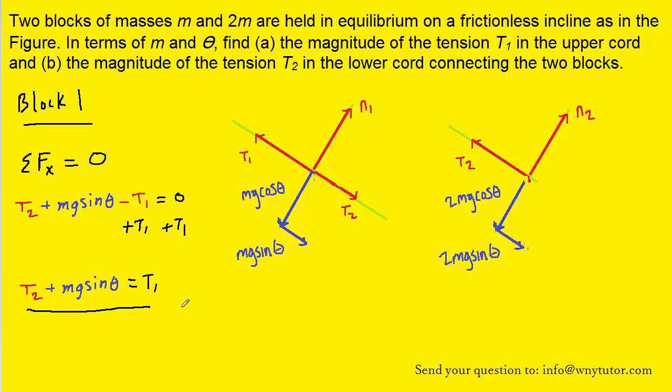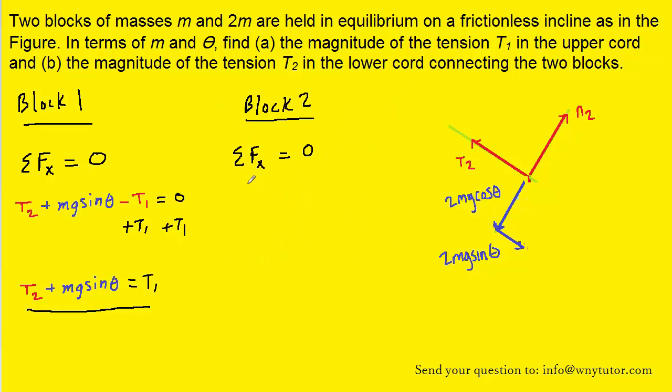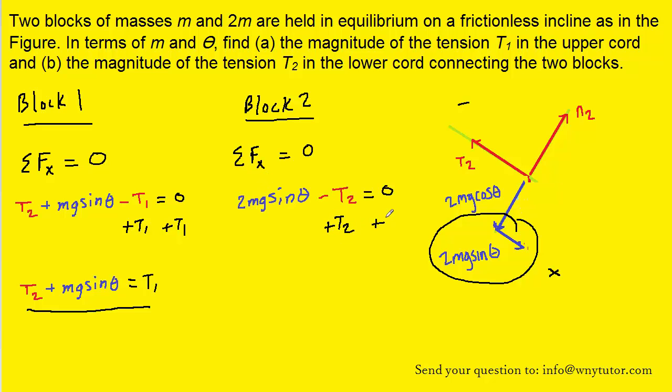Let's next turn to block 2. We're going to erase this free body diagram in the middle just to clear up some space. For block 2, as with block 1, the sum of the forces in the x direction will equal 0. There are only two forces acting in the x direction. We have 2mg sine theta. That's pointing down the ramp, so we'll call that the positive direction. And then we have the tension T2 force acting up the ramp, and we can label that as the negative direction. So let's fill in the forces. And just like with block 1, we can add the T2 over to the other side. And we find that T2 is equal to 2mg sine theta.